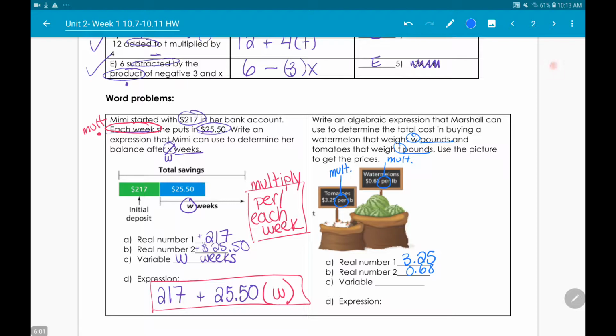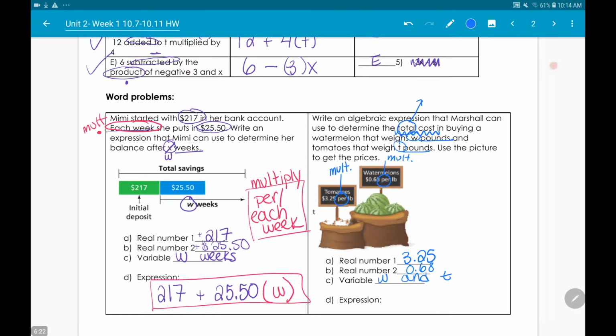Okay, what are our variables in this case? I see two variables. I see W and T. So W is the watermelon and T is the tomato. All right, now we want to represent the total cost. If I'm finding the total, what operation am I talking about? Total is plus. So basically I'm finding the total of my watermelons plus my total of my tomatoes.